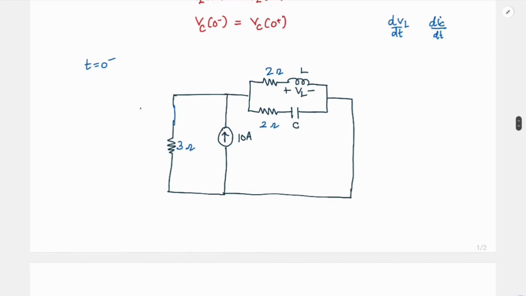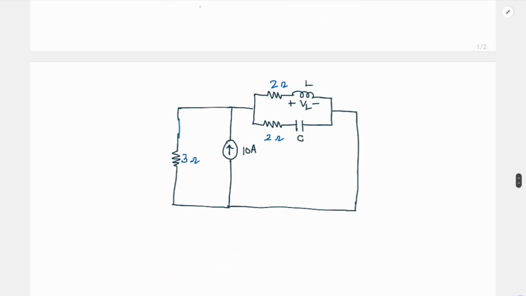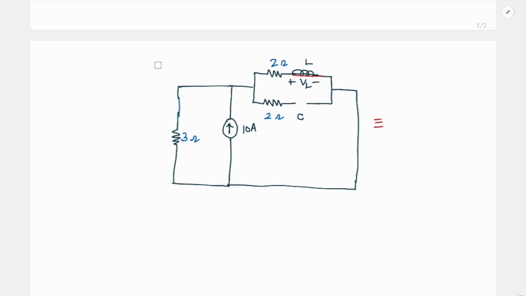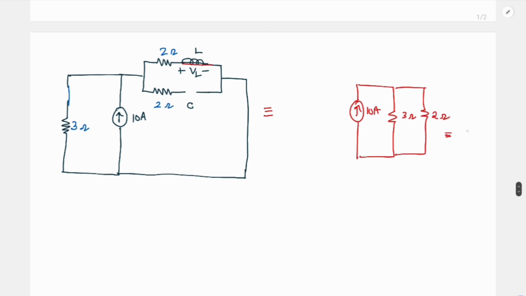Okay, so now if you see, for a long time, if it is in steady state, our C will be open circuited and our L will be short circuited. So this equivalently I can write it as 10 ampere, and in parallel with this 3 ohm, and here there is 2 ohm, right? So this together is equivalent to 2 into 3 by 2 plus 3, which is equal to 6 by 5 ohms. So what is the voltage across this? It is 6 by 5 into 10, which is nothing but 12 volt. So this is 12 volt.